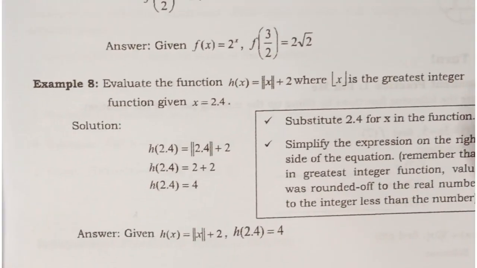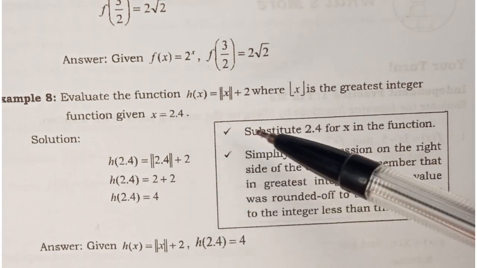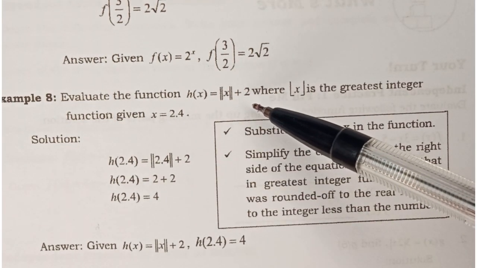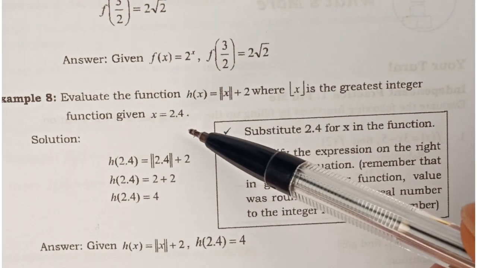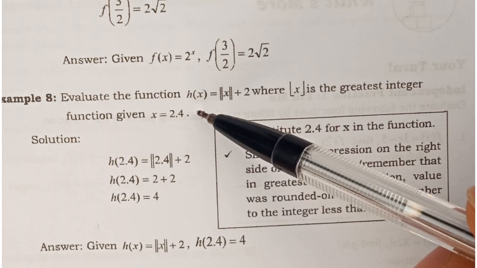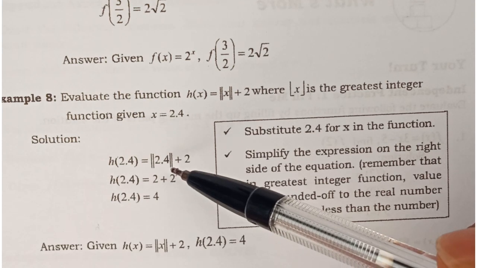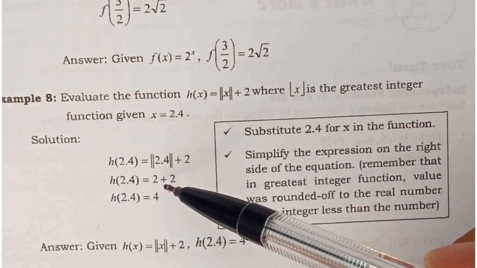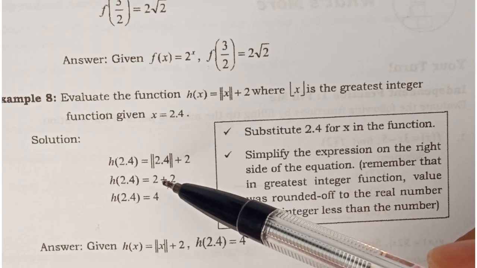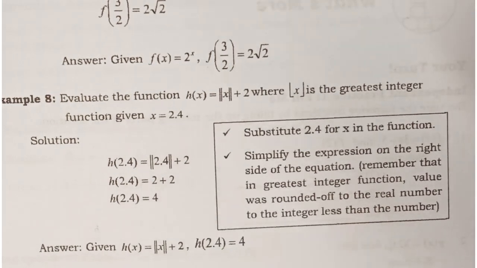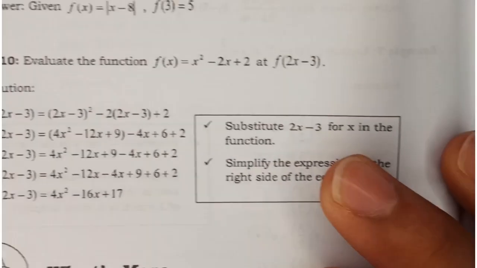Paano naman kapag itong number 8, may greatest integer siya? So, greatest integer ng x plus 2. Greatest integer daw ay 2.4. Okay, so ano bang greatest integer ng 2.4? It's 2. Greatest integer function, it's 2. So, 2 plus 2 is equal to 4. Okay? Dali lang naman eh.